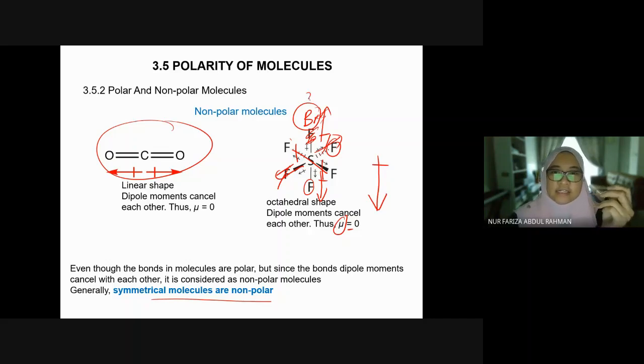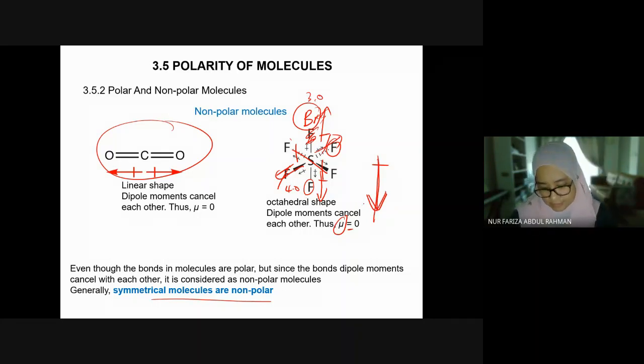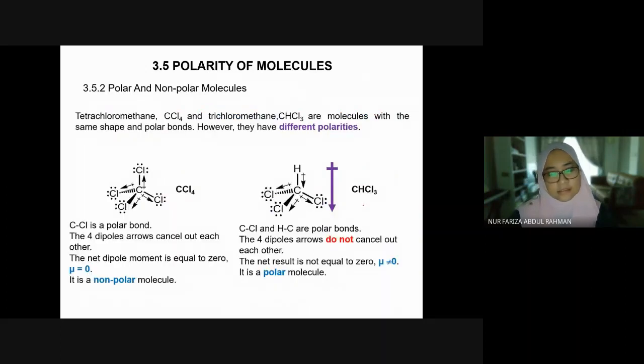Let's say this one is 3.0, this one is 4. So it has overpowered the bromine, so there will be an extra dipole moment pointing downwards, which is pointing towards F. It will go downwards. Understand? Okay? Alright. Another example, this is also the same.